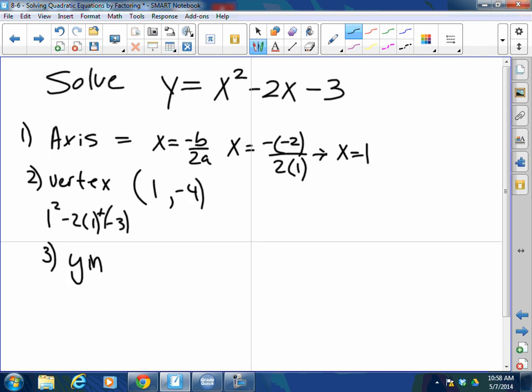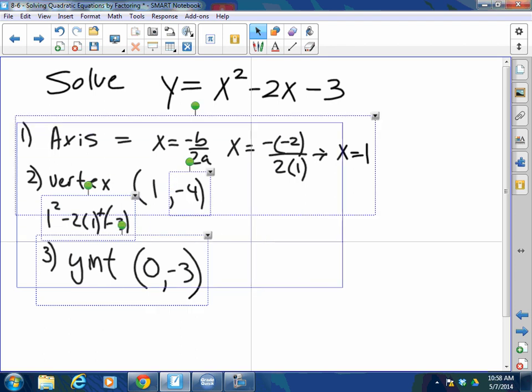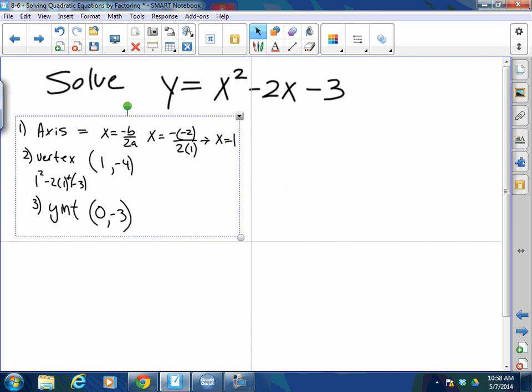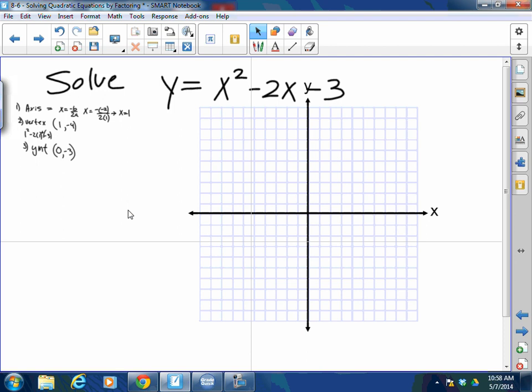Step 3, you find your y-intercept, which is the y value when x is 0. And that would be my y-intercept, right? Everyone's with me there so far? Okay. Let's go ahead and take this, and let's just put this over here since we know what's going on there. And now let's graph it. We've got my axis of symmetry at 1, my vertex at 1, negative 4, and my y-intercept is 0, negative 3.